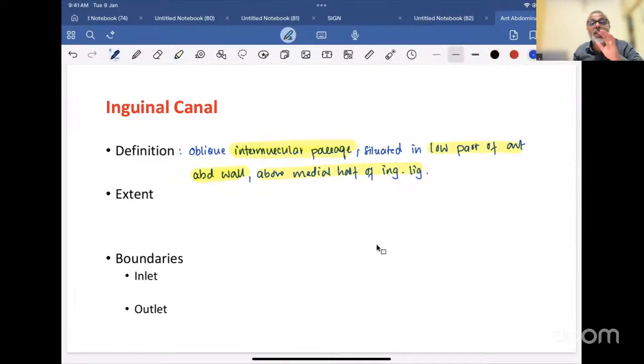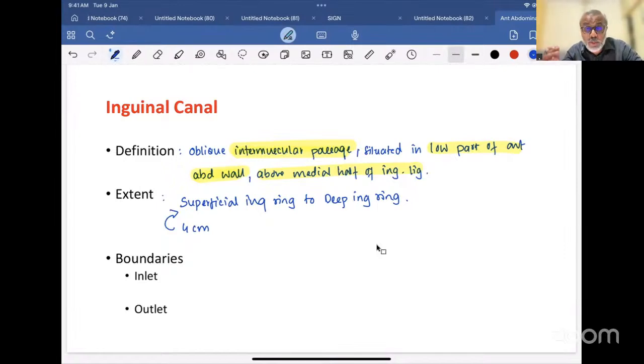Then what about the extent? Remember, the extent is from the superficial inguinal ring to the deep inguinal ring, right? The entire length of the inguinal canal is about 4 centimeters and it extends between these two landmarks, the deep inguinal ring to the superficial inguinal ring. As we will discuss, one of these will become the inlet and one of these will become the outlet of the inguinal canal, right?